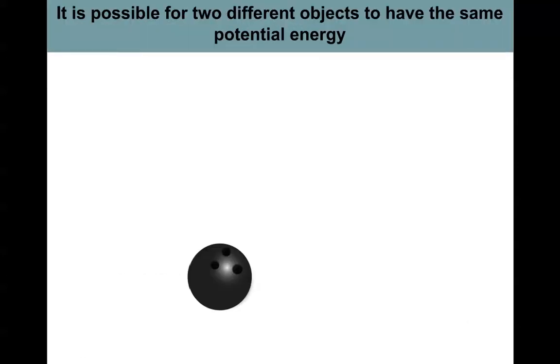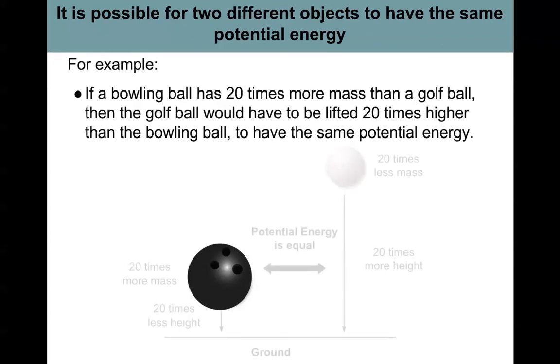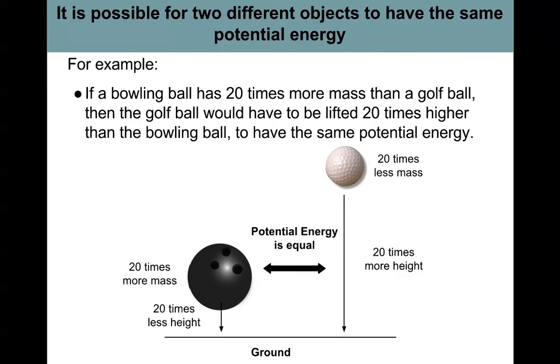Believe it or not, you could take something like a bowling ball and a golf ball, and those 2 objects can have the same amount of energy, even though the bowling ball is obviously much bigger. So if the bowling ball is 20 times more massive than the golf ball, then you would have to take the golf ball and lift it 20 times higher. So if this were 1 meter, this would have to go up to 20 meters in order for those to be the same. So it's pretty neat that you can get the same amount of energy out of two totally different objects as long as you're playing around with that variable of height.